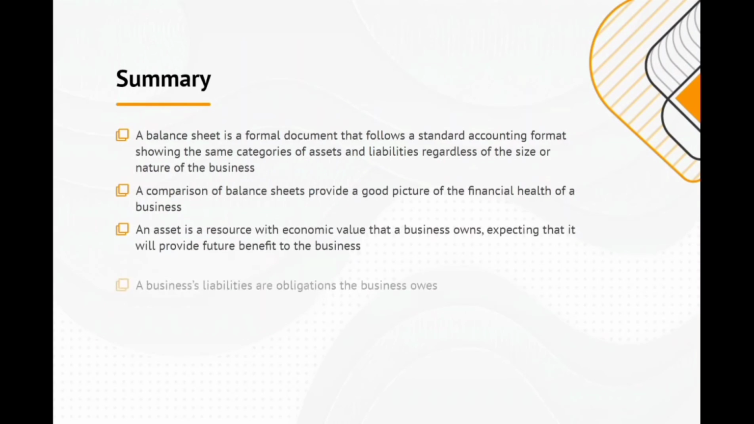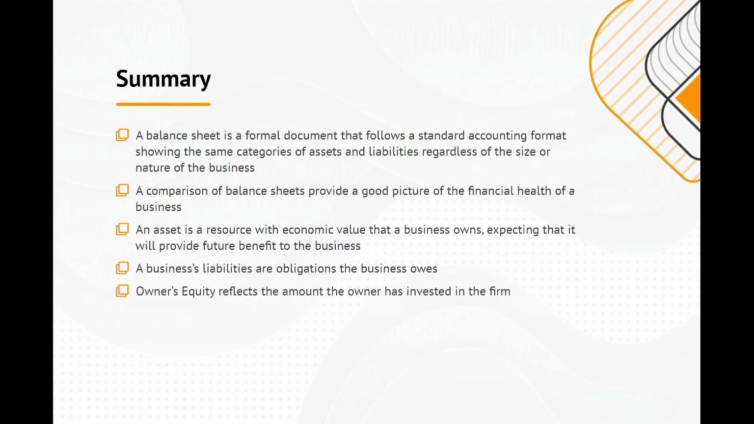Summary. A balance sheet is a formal document that follows a standard accounting format showing the same categories of assets and liabilities regardless of the size or nature of the business. A comparison of balance sheets provides a good picture of the financial health of a business. An asset is a resource with economic value that a business owns, expecting that it will provide future benefit to the business. A business's liabilities are obligations the business owes. Owner's equity reflects the amount the owner has invested in the firm.